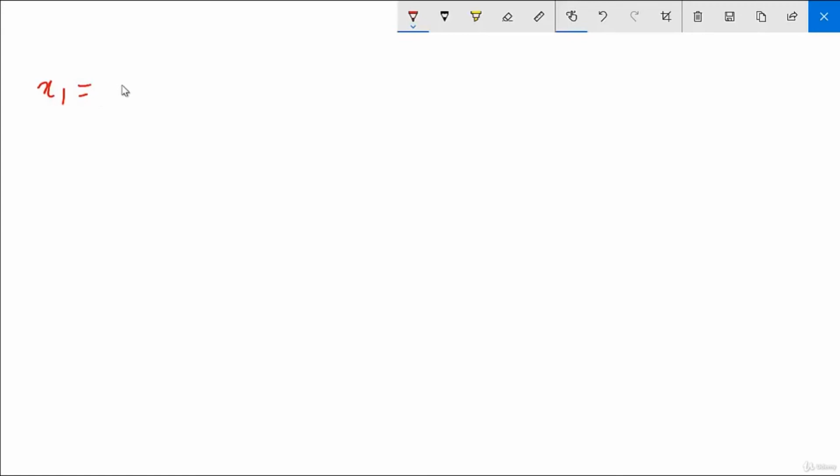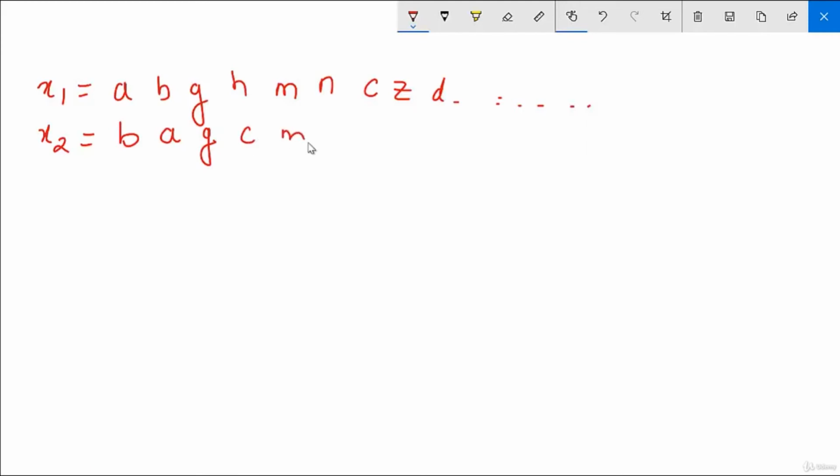Like in the medical domain, let's say A, B, G, H, M, N, C, Z, D, and let's say these are the DNA strands. I'm not into medical, I have no idea about that; we just have to work. So this is B, A, G, C, M, N, D, Z, F, and so on. Let's say these are the genes or DNA strands, whatever you want to say. These are for a person.